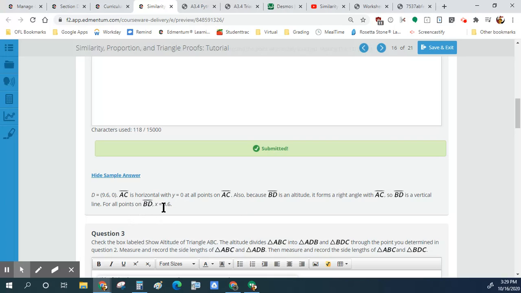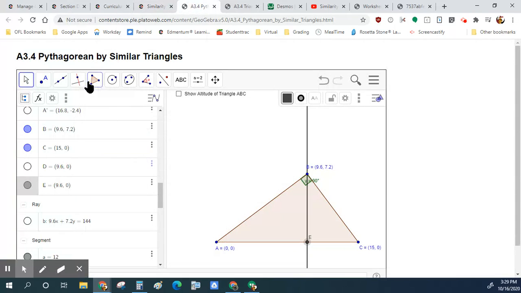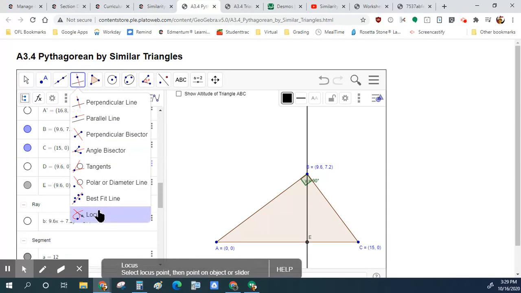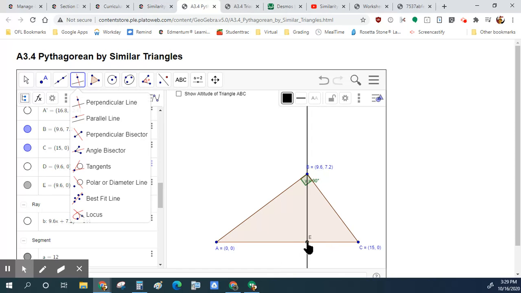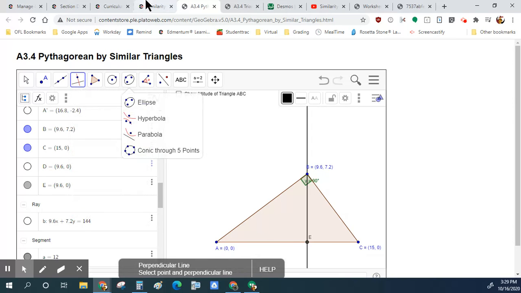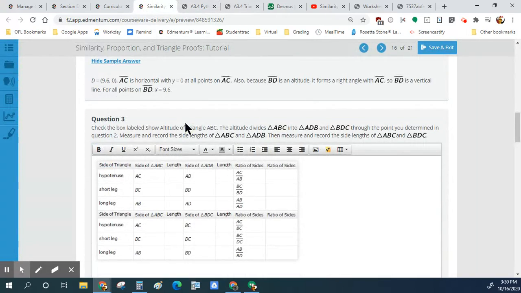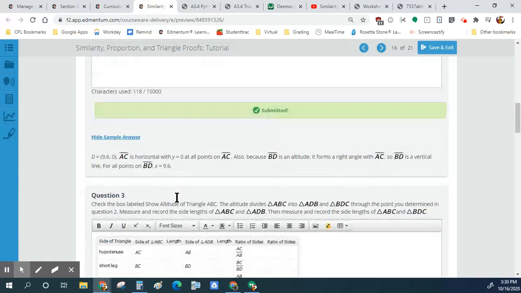Point D is a. They don't even do a good job of explaining it. They're just like, oh, I use the vertical line. Okay, that doesn't really help. Is there a vertical line tool here? There's not even a vertical line tool here. Come on now. Oh, I guess what they did is they're like, oh, well, if this is 9.6, then this has to be 9.6. I guess. I like my method better, to be honest.